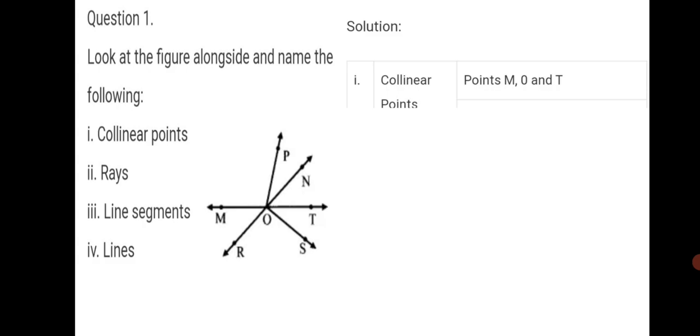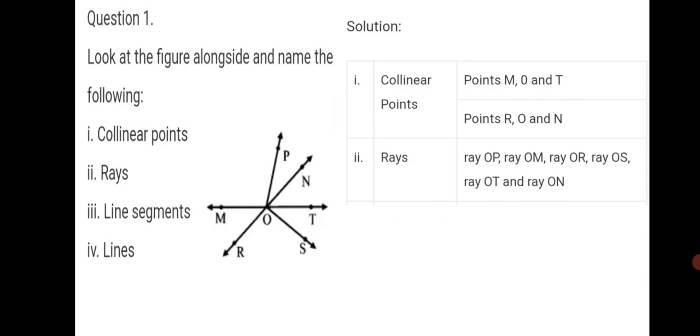Do we have another set? Yes. Point R, point O and point N. So let's write points R, O and N are also collinear points. Next, we have to name the rays. Alright, so we can start with the point of origin, point O, and so many rays are there originating from O. Let's name them all.